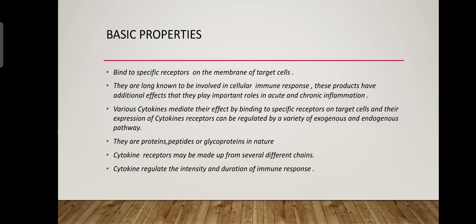Various cytokines show their effect by binding to specific receptors present on target cells. Thus, expression of these cytokine receptors can be regulated via a variety of exogenous as well as endogenous pathways. Cytokines may be proteins, peptides, or glycoproteins in nature. Cytokine receptors may be made up of several different genes. Cytokines regulate the intensity and duration of immune responses.